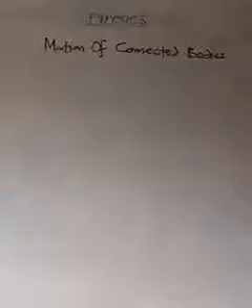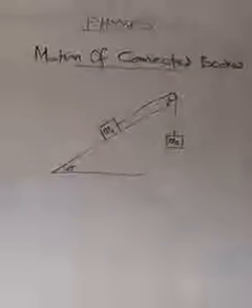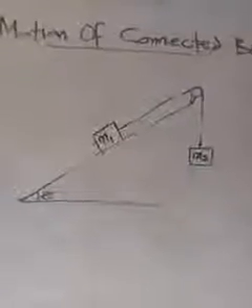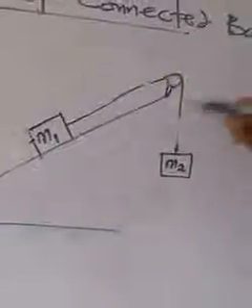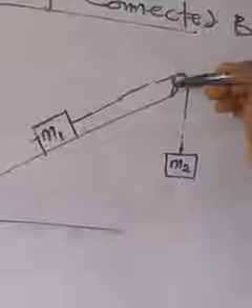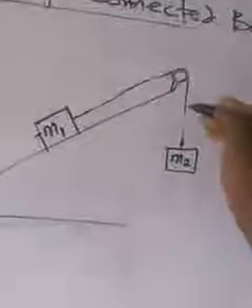Today we'll be looking at motion of connected bodies using an inclined plane. Mass M1 and mass M2 are connected bodies with an inextensible string. This is a pulley, a frictionless pulley. Then here on the string we have the tension.